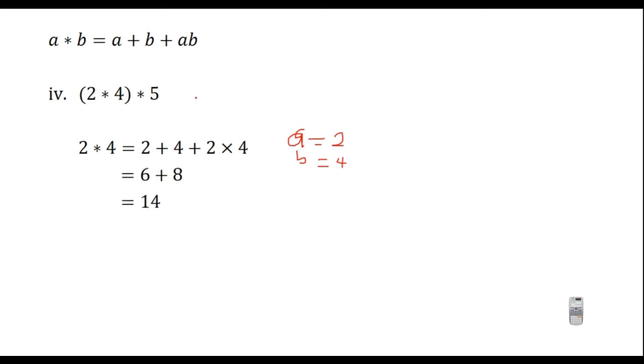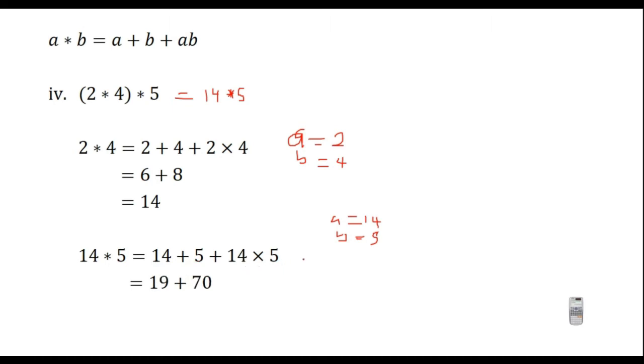So in actual sense, what we are having now is 14 star 5, because what is in the bracket, which is 2 star 4, is now 14. So you move on to 14 star 5. If we are doing 14 star 5, then we know that A is now 14 and B is now 5. So you replace every A with 14 and every B with 5. So 14 plus 5 plus 14 times 5.